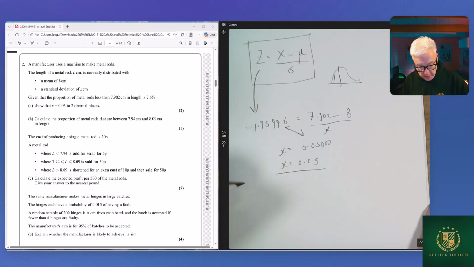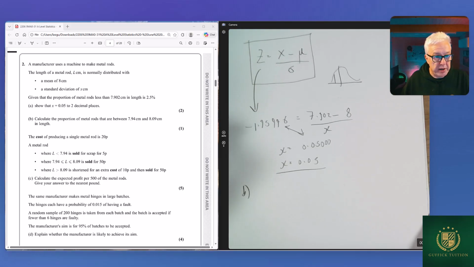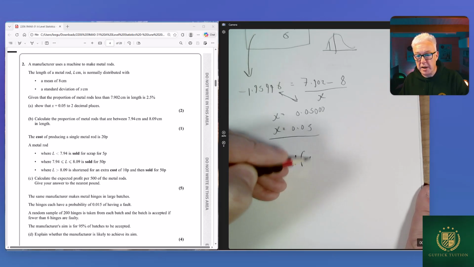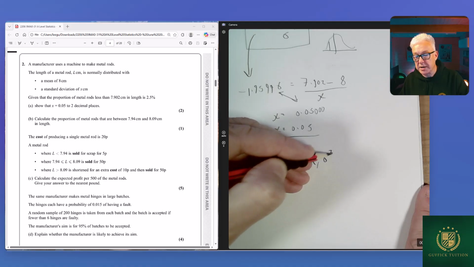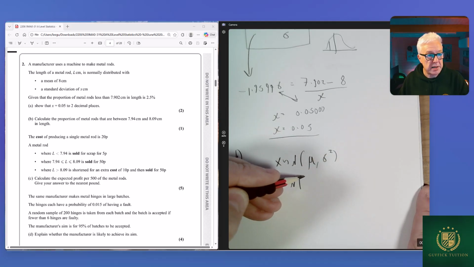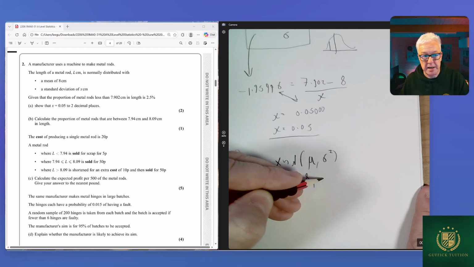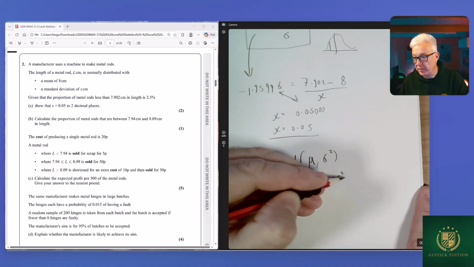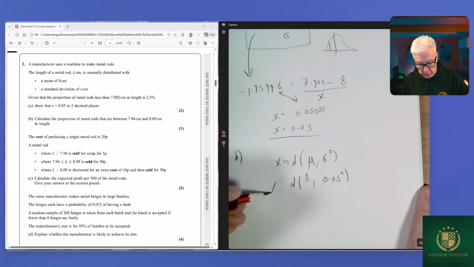Now, part B says calculate the proportion of the metal rods that are now between 7.94 and 8.09. Well, that's nice now because we know that the metal rods are normally distributed with a mean of 8 and a standard deviation of 0.05. So we've got our full normal distribution.